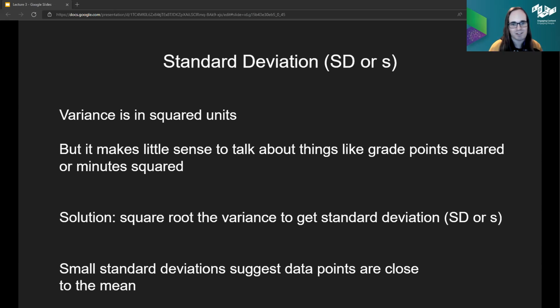Or that our Spotify listeners had a mean of, let's say, 250 minutes listened per week and a standard deviation of 50 minutes per week. So that tells us that in general, we can expect that any given participant was within about 50 minutes higher or lower than 250 minutes listened per week.